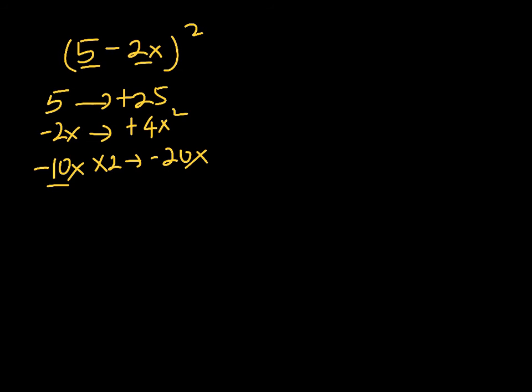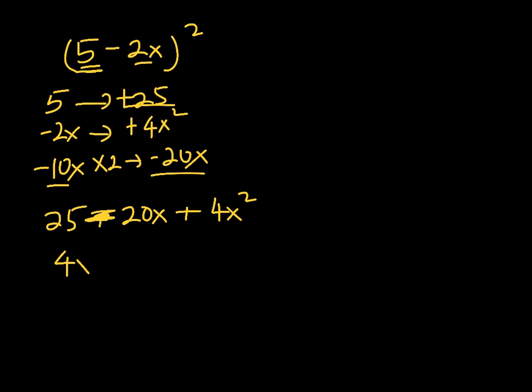Now let's construct our equation. We can write the first term, because 5 is the starting term, so we write 25, plus, now the middle term, negative 20x, plus 4x squared. If we rearrange, it can be 4x squared minus 20x plus 25.